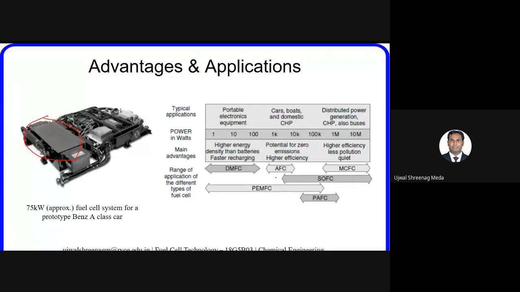And SOFC and PEMFC have a comparatively wide range of application. So if you consider PEMFCs, that is polymer electrolyte membrane fuel cells, it can be as small as 1 watt and it can go up to 100 kilowatts as well. And likewise, SOFC, it can be from 1 kilowatt to 10 megawatt. And PAFC, it is from around 10,000 watts to 1 megawatt. So this is on an average, application based on the power requirement.